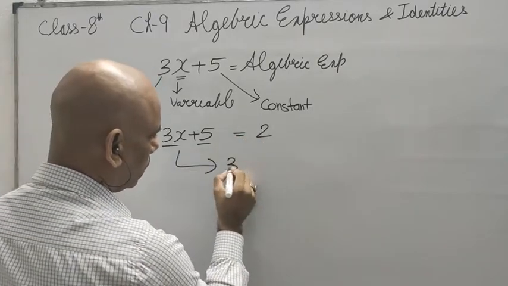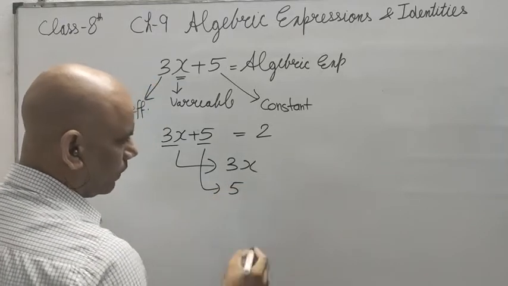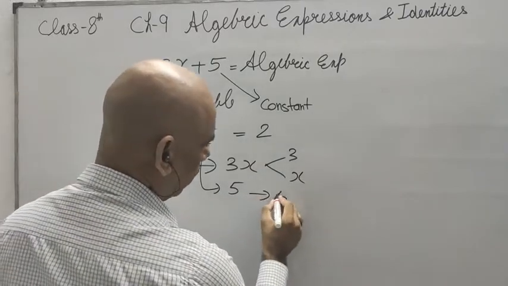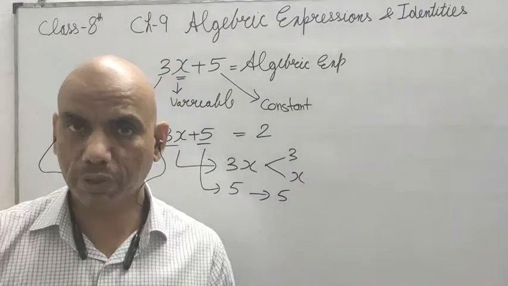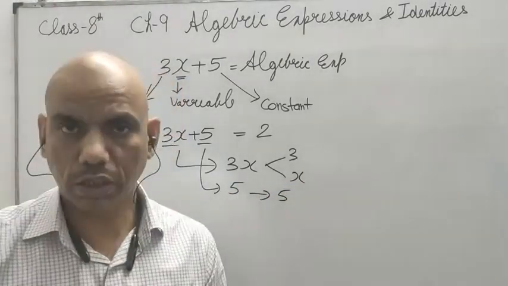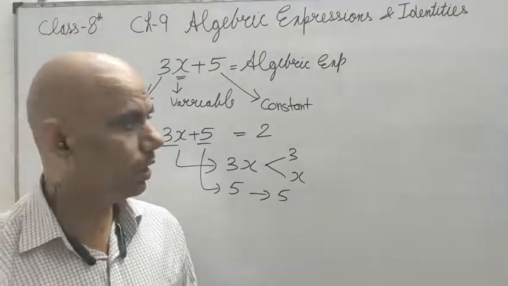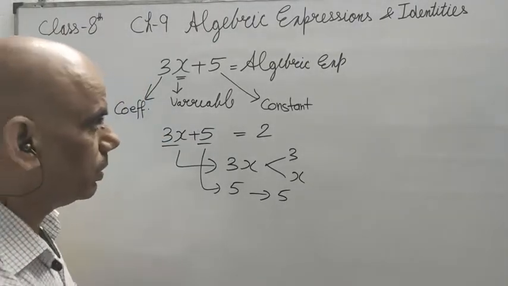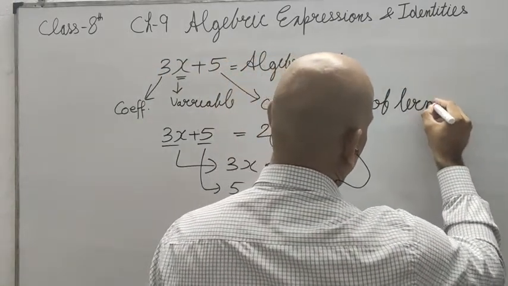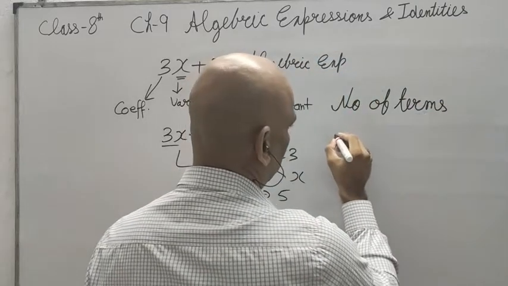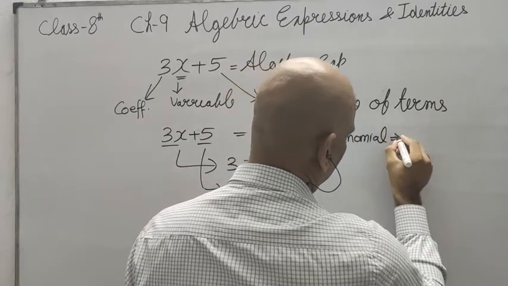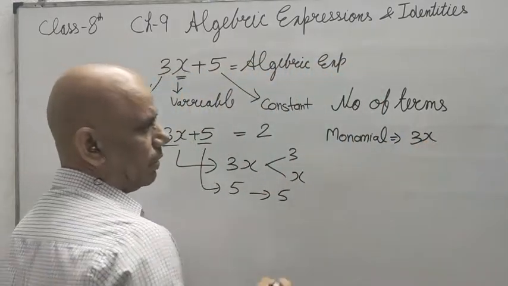One of them is 3x, the other is 5, and the factors of 3x are 3 and x, and the factors of 5 are 5 only. So you will have to identify what is a coefficient, what is a variable, what is a constant in this algebraic expression, and on the basis of number of terms, these are classified as monomial if there is only one term in the algebraic expression.